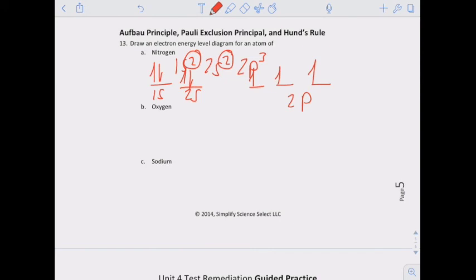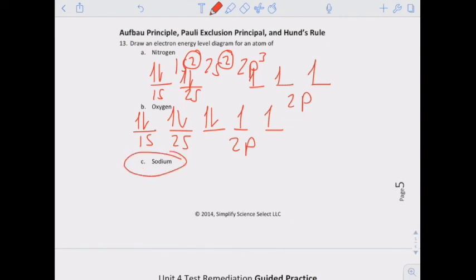Oxygen has 8 electrons, so we would go 1s, 1, 2, 2s, 1, 2, 2p, 3 suborbitals, and we go 1, 2, 3, 4, for a total of 8 electrons. Go ahead and try sodium on your own.